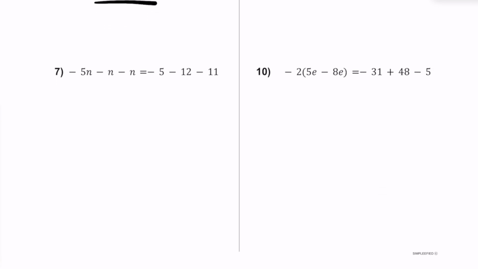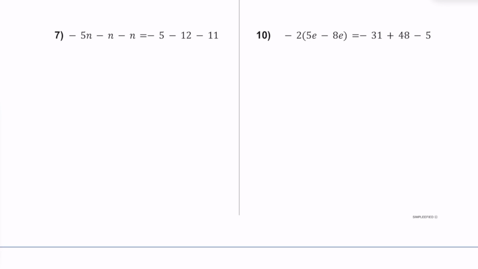All right, let's check out number 7. For number 7, let's take a look at the left side first. We have negative 5n minus 1n minus another 1n. So that's going to be a total of what? I think it's minus 7n because there are these negative 1s in front of each of those minus n's, right? On the right side of the equation, let's take a look here. We have a bunch of constant terms here. So negative 5 minus 12 is negative 17. Negative 17 minus 11 is going to be negative 28. Okay, that would be our right side.